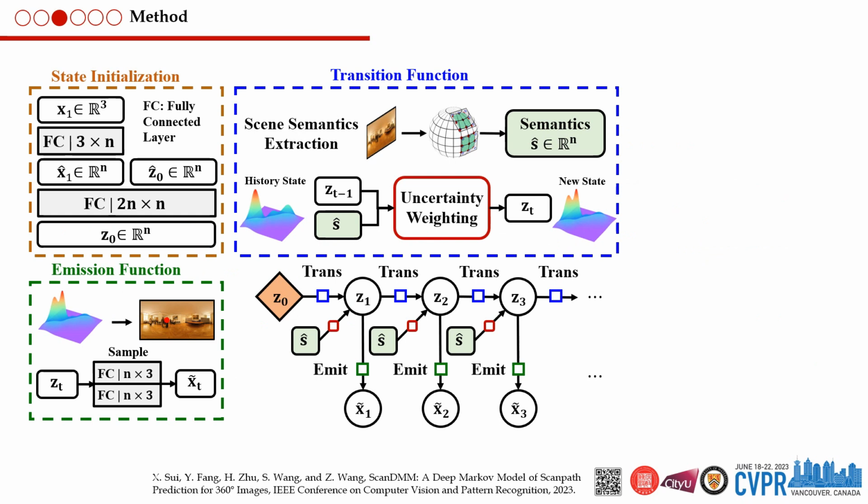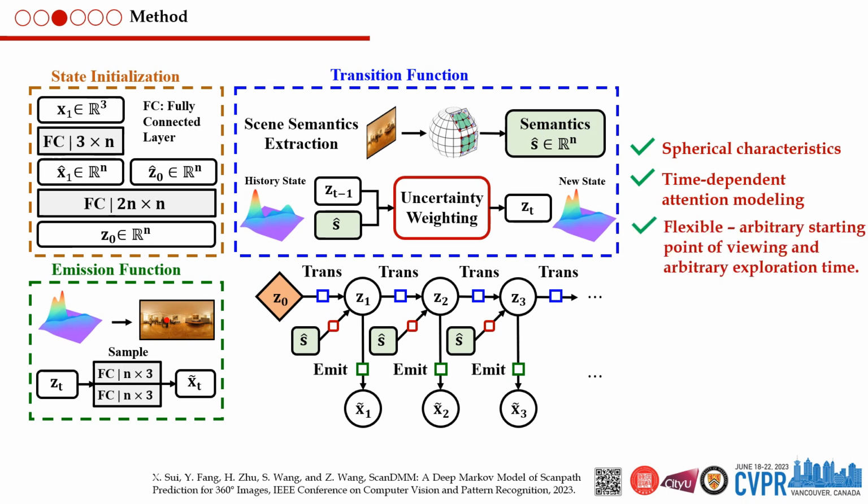To sum up, our method can preserve the spherical characteristics of 360-degree images by extracting the scene semantics on the spherical domain and representing the scan paths using three-dimensional coordinates. We model the time dependency of gaze behaviors in a natural way by learning the nonlinear dynamics of the states in a Markov chain. Our model is also flexible because the scan paths can be generated from arbitrary starting points and to arbitrary lengths.